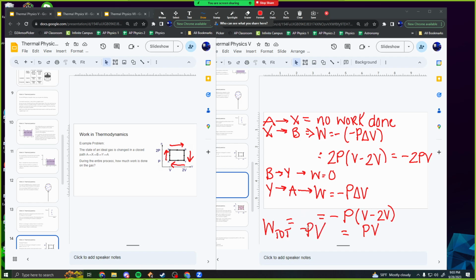It should make sense that this ended up being negative, because at this pressure here, the piston is going to do more work at X to B, since the pressure is greater, because work and pressure are directly related to each other.